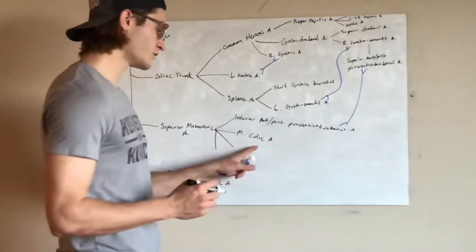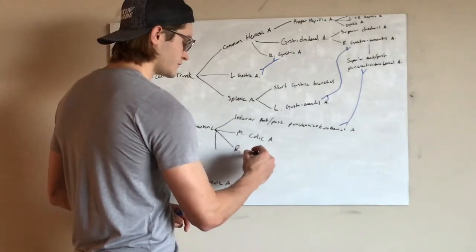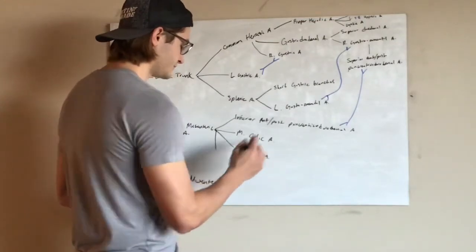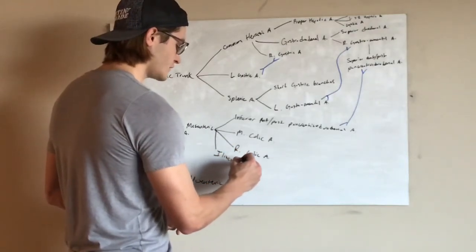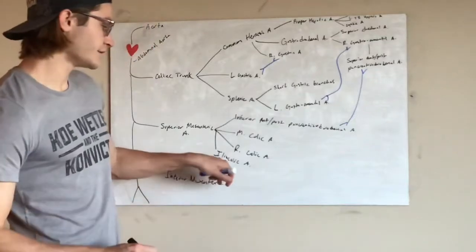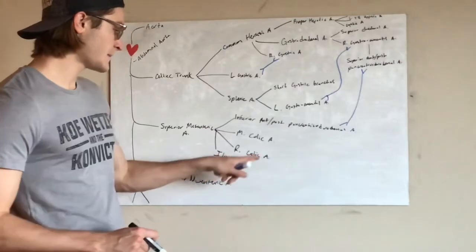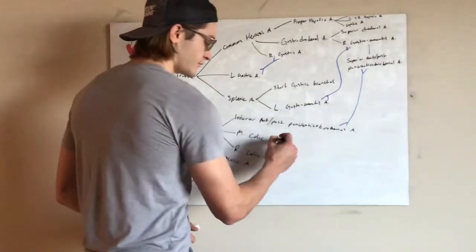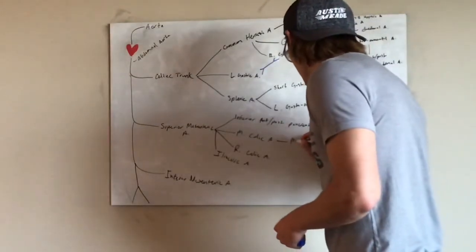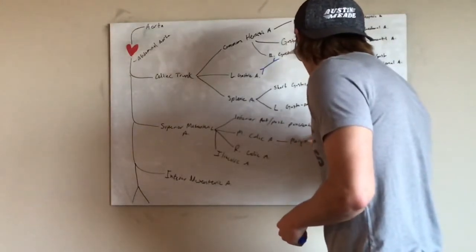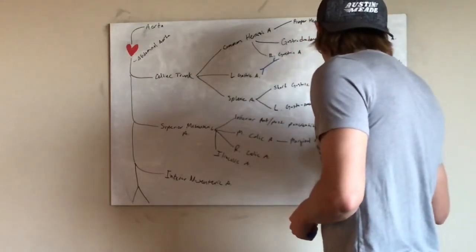artery, middle colic artery, our right colic artery, and then our iliocolic artery. So we have our iliocolic artery, our middle colic artery, and our right colic artery, MRI. So our middle colic artery is going to have a branch, and it's going to go to the marginal artery of Drummond.